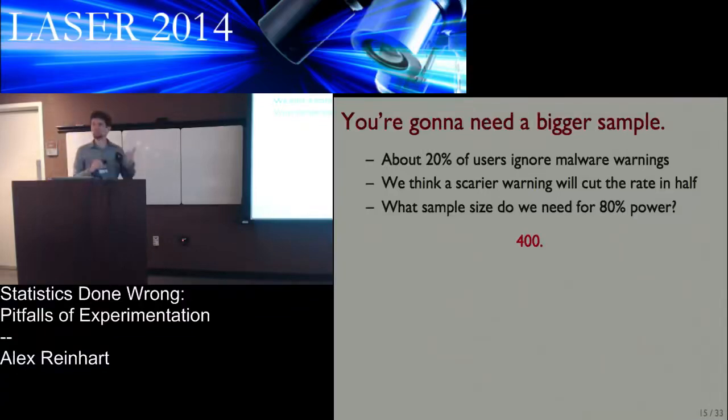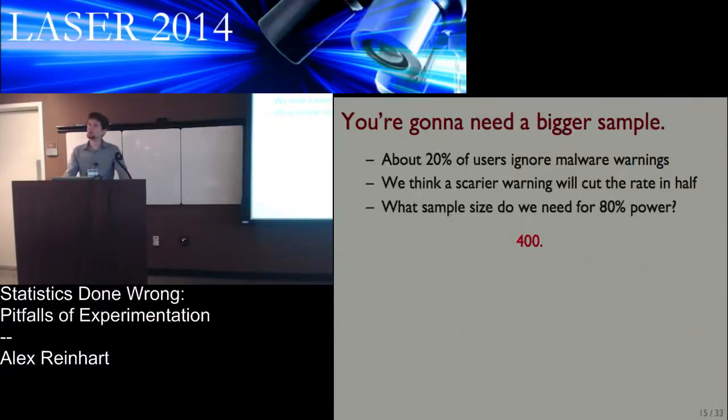That'd be marvelously expensive to do for something that's cutting this rate in half. That seems like a large effect. But the sample size you need is still surprisingly large. So I think a lot of people, when they're doing their experiments, they just sort of eyeball it and they say, well, 60 people should be enough to do this. And then they get no statistical significance and they don't know why.